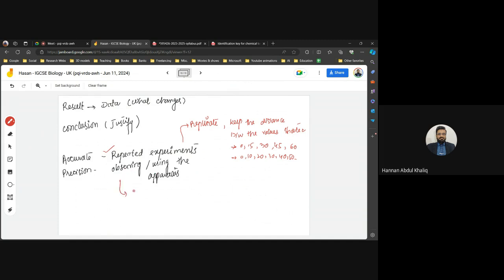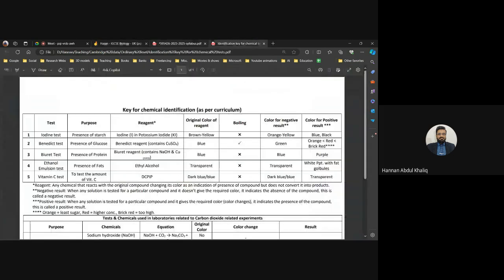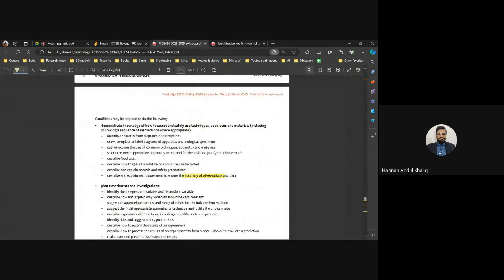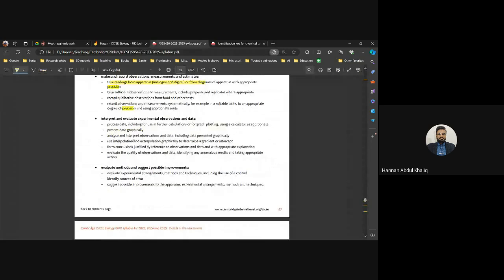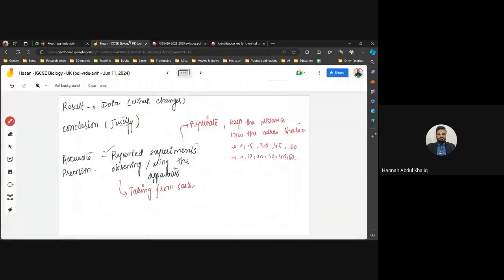Observing it, taking the reading from the scale. Like you are looking at the scale and you have made a human error by mistakenly looking at the wrong measurement. That is the thing of the precision. So these are the basic aims of accuracy and precision.